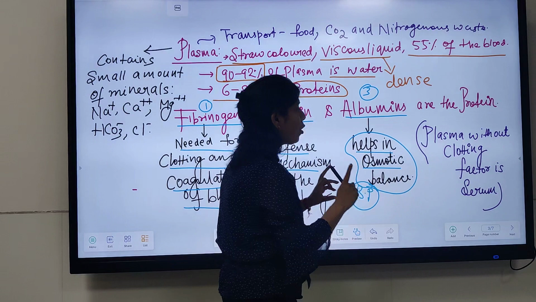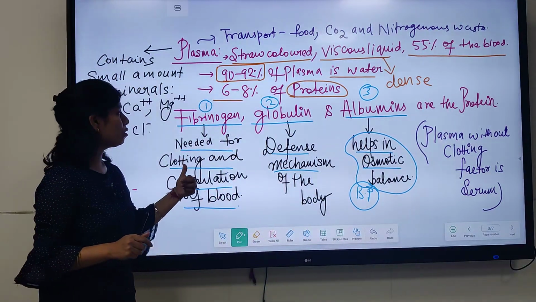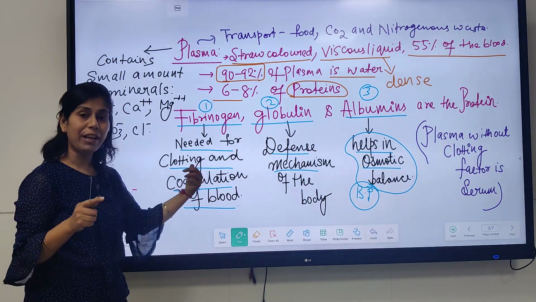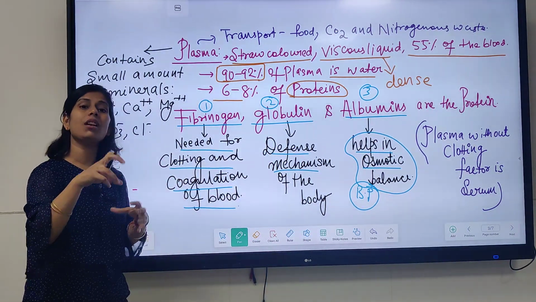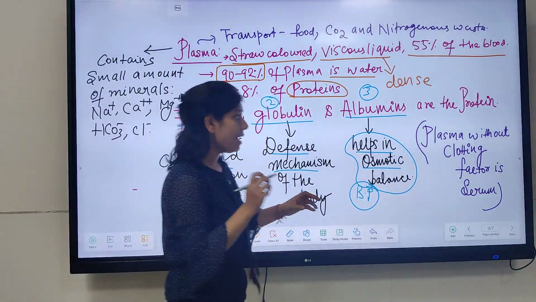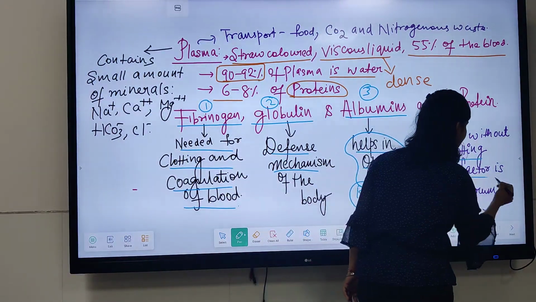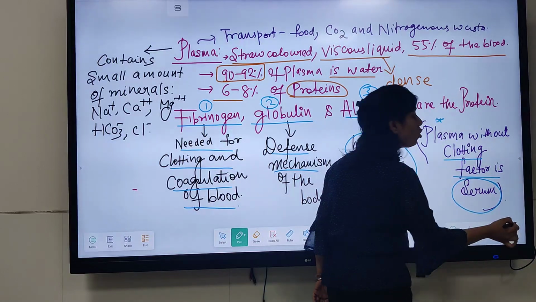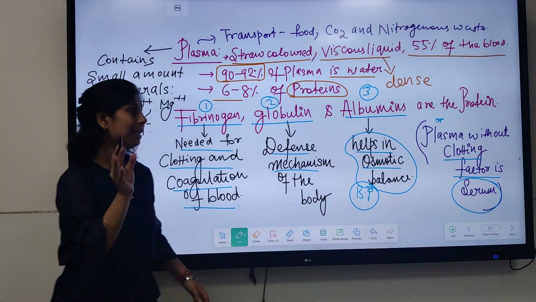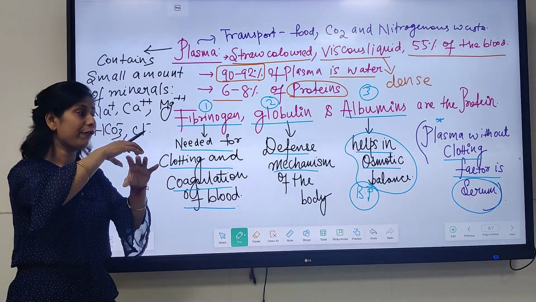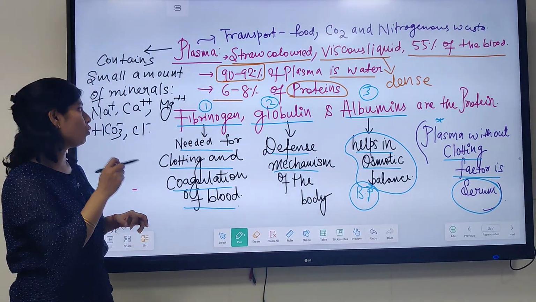Now another important thing is that fibrinogen is also known as the clotting factor. Clotting factor means certain factors which are required for clotting of blood. Now this is very important. Plasma without clotting factor is known as serum. So what is serum basically? Plasma, when we remove the clotting factors, is known as serum.